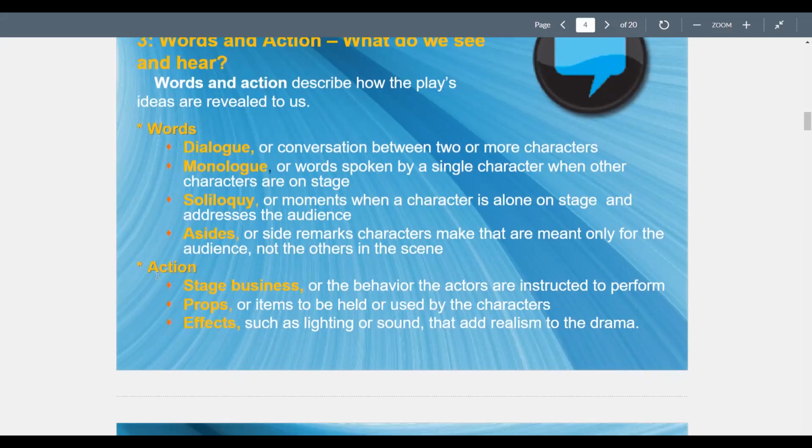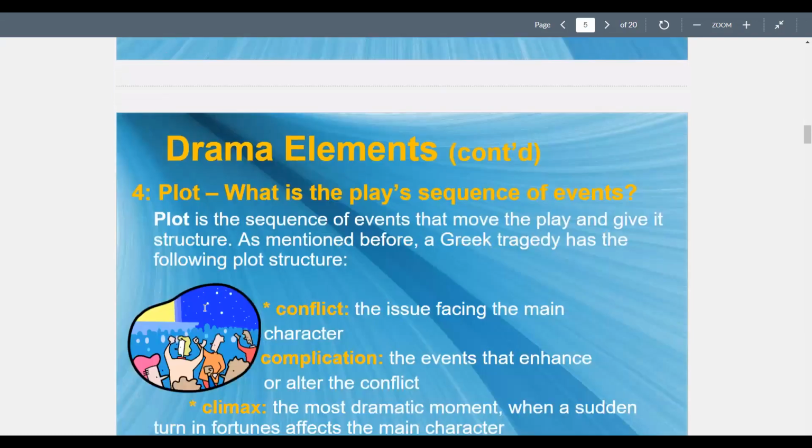Now, for action, we do get stage business, or the behavior the actors are instructed to perform. If you're watching a play, you can see it. If you're reading a play, sometimes you'll get stage directions written in the text that tell you what they're supposed to be doing. Props are items to be held by the characters. Again, this is more beneficial when you watch a play than when you read the play. And same with effects, lighting or sound that add realism to the drama.